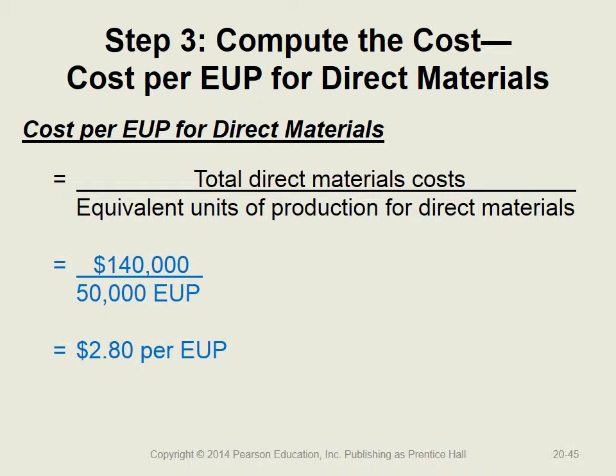The total cost of the direct materials was $140,000. We divide by the 50,000 equivalent units computed in Step 2, and the result is $2.80 per equivalent unit for direct materials.